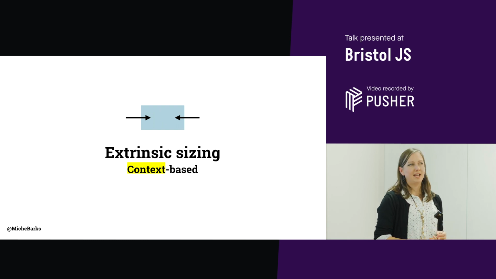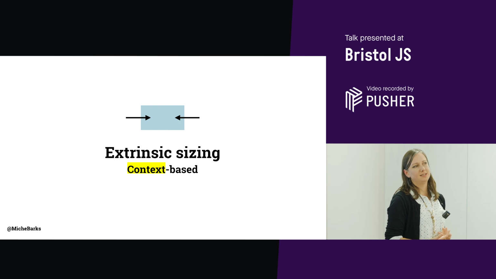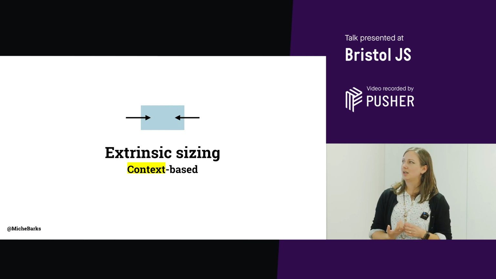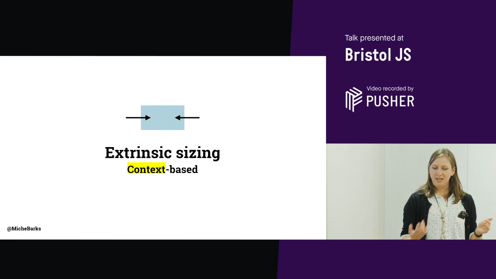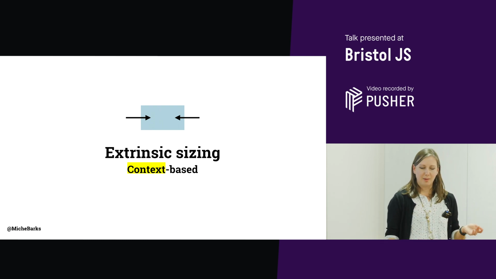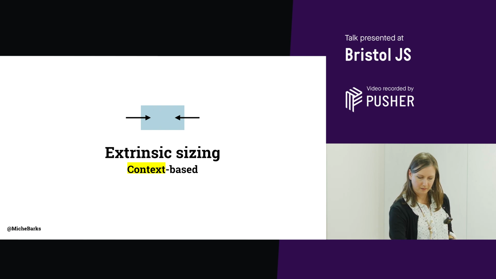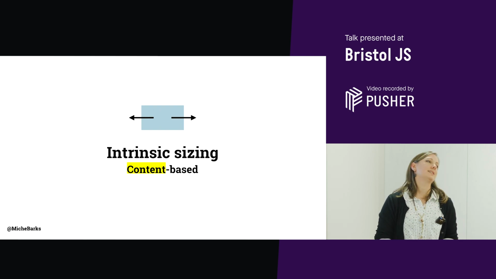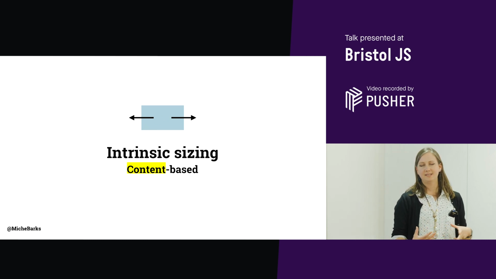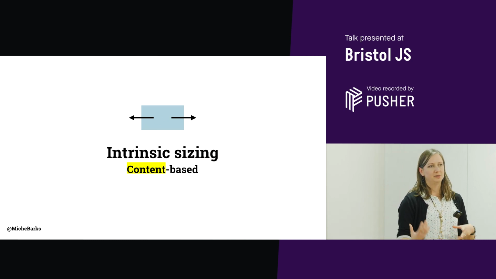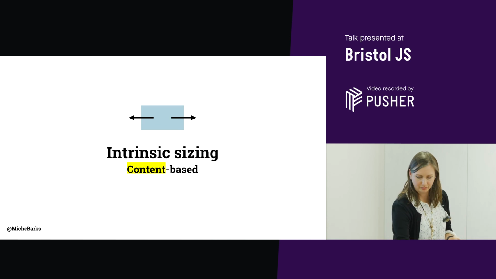FR tracks are both extrinsically and intrinsically sized. So by extrinsic sizing, we mean their size is determined by the context. So that's the available space, any fixed track values, and any gap values. And by intrinsic sizing, we mean their size is determined by the content. So both of these things are acting on our FR tracks to resolve the computed size.